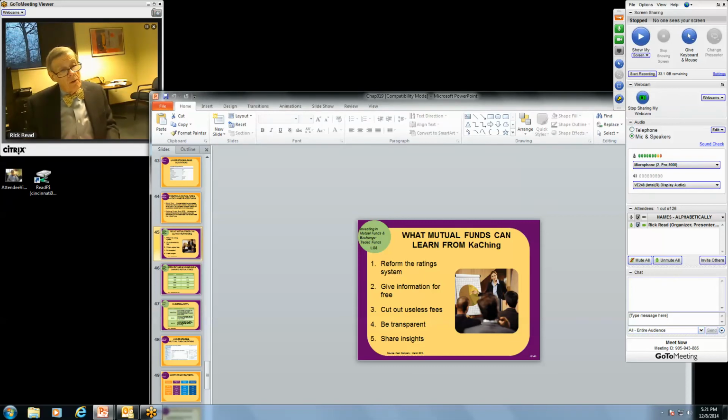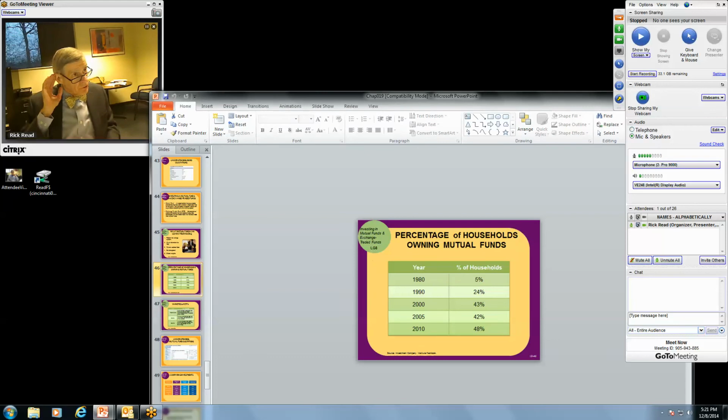They talk about a rating system, information transparency. I again encourage you to pay attention to the Morningstar video because it will tell you a lot of what this slide has to say and some other things that will really help you out. And Morningstar has some tools available for the average investor. Mutual funds have gone from 1980, where 5% of the households in the United States owned mutual funds, to 2010, where almost half own mutual funds.